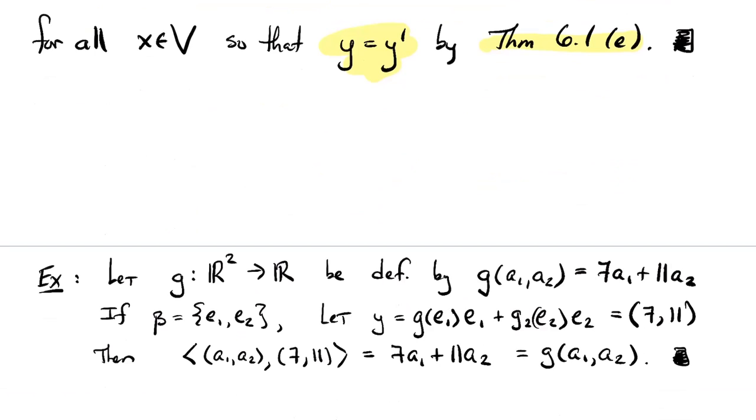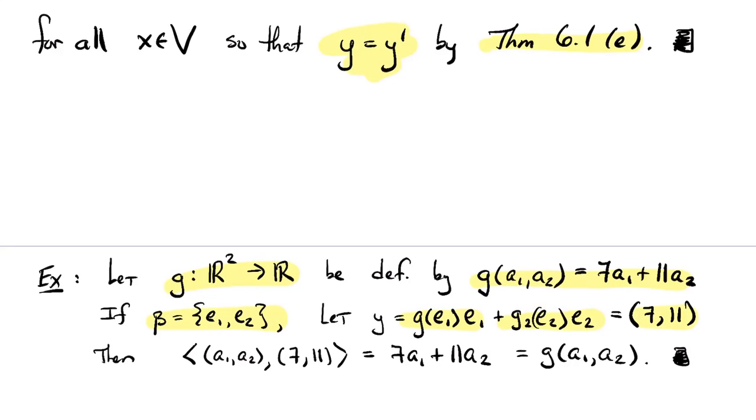I chose this over the real field, so the complex conjugates are vestigial. But I'll leave it to you to check that the function on R2 that sends A1, A2 to 7A1 plus 11A2 is linear. If we take the usual orthonormal basis for R2, the standard basis vectors E1 and E2, then the proof above says let Y equal, well, you apply G to the first basis vector times E1 plus G to the second basis vector times E2. Again, the complex conjugates aren't here because these are real numbers. You can write them there if you want to, but they're themselves. You can work out the details that will give you the point in R2, (7, 11).